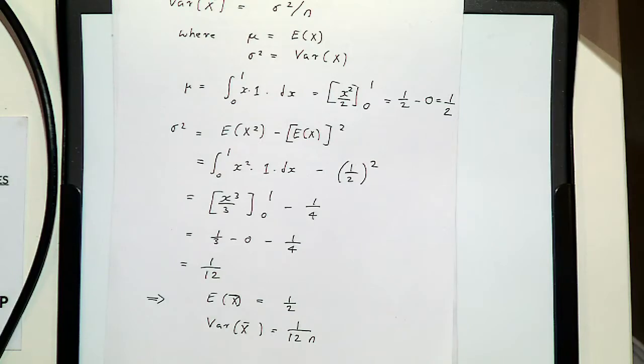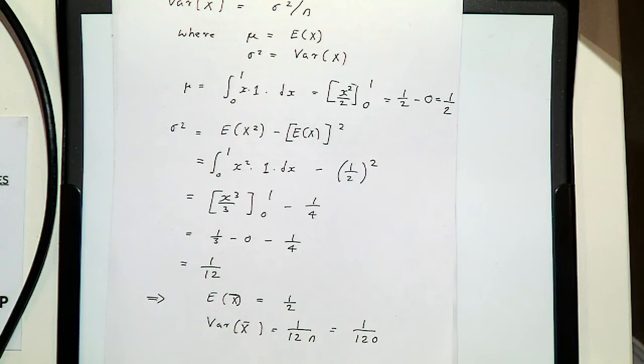Yes? Is n equal to 10 in this case? Yeah, n equal to 10. So in this case, you're right, this would be 120. Thank you. So the variance of x bar will be 1 over 120. Any other questions, guys?